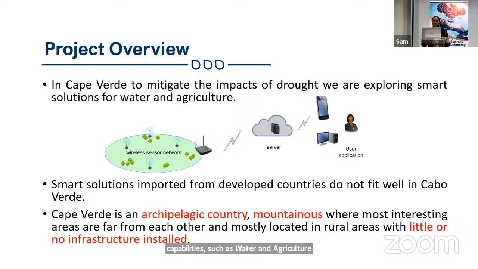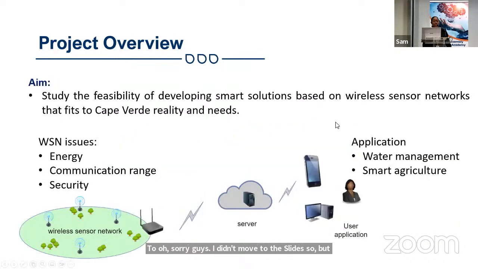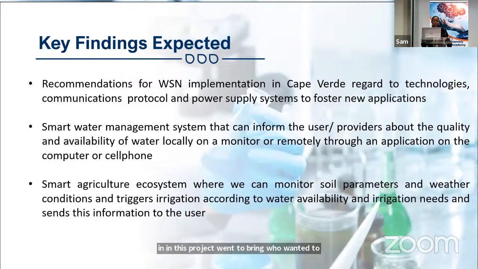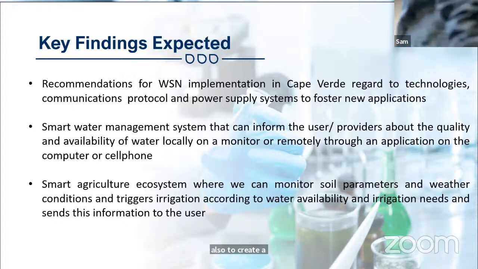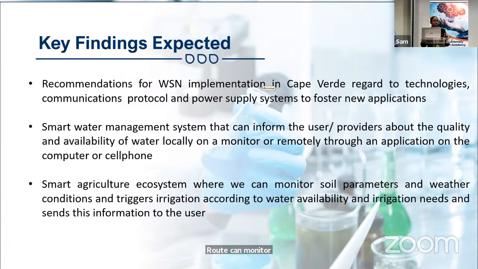With this project, we want to bring a recommendation for wireless sensor network implementation in Cape Verde regarding technology, communications protocols, and power supply systems to foster new applications. We also want to have a smart water management system that can inform the user or the provider about the quality and availability of water, locally on a monitor or through web applications. And we want to create a smart agriculture ecosystem where we can monitor soil parameters and weather conditions and trigger irrigation according to water availability and irrigation needs.